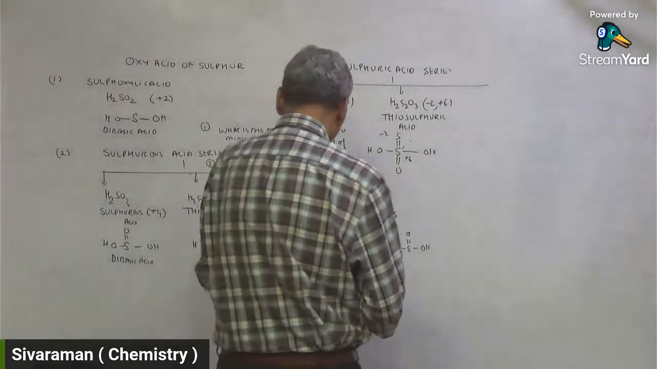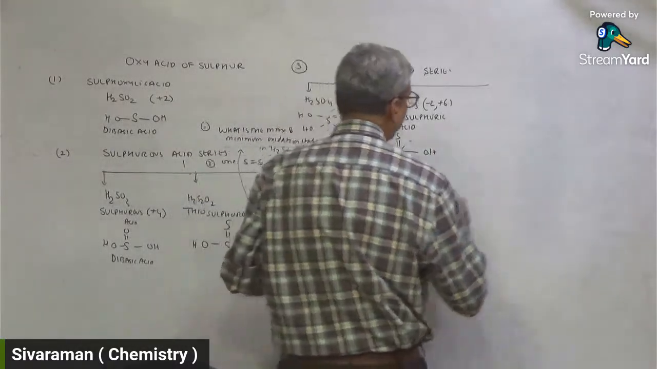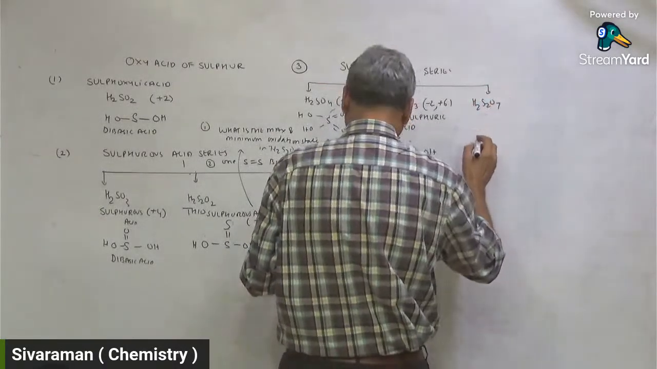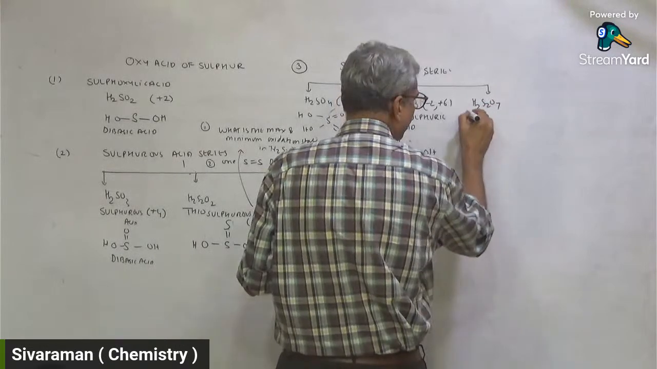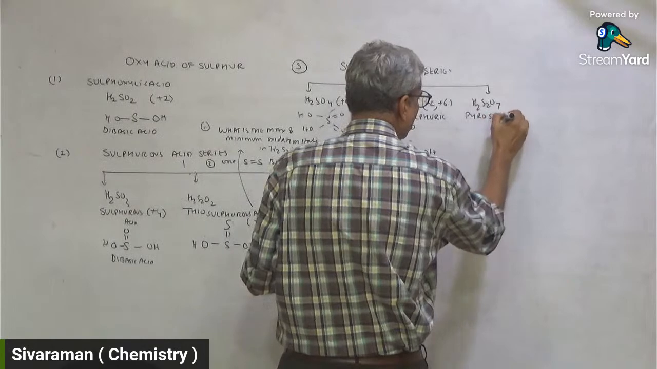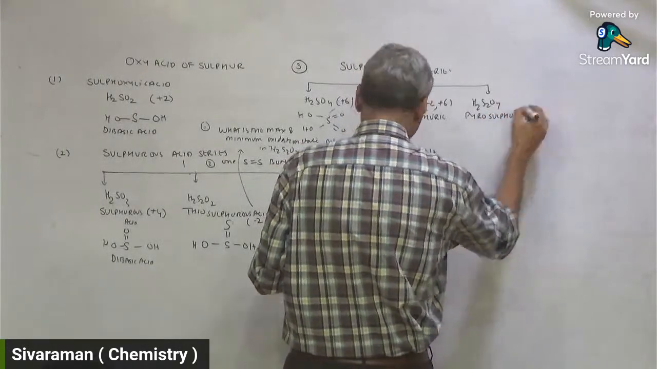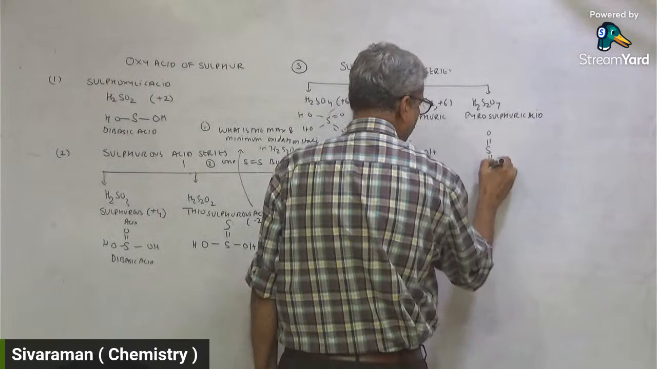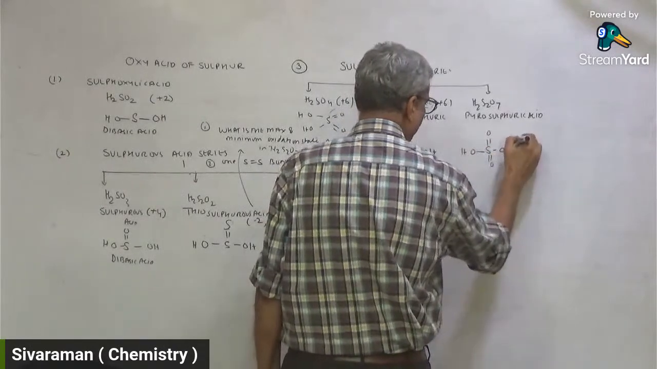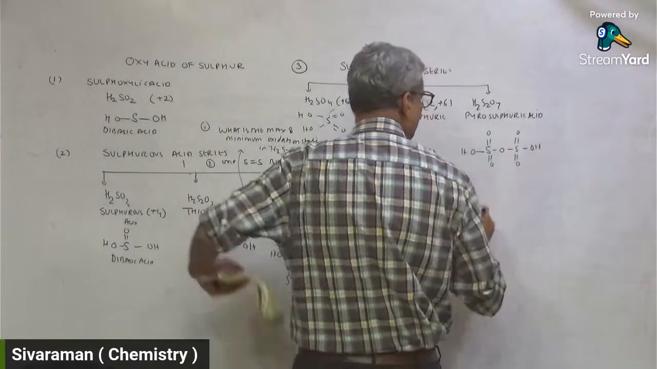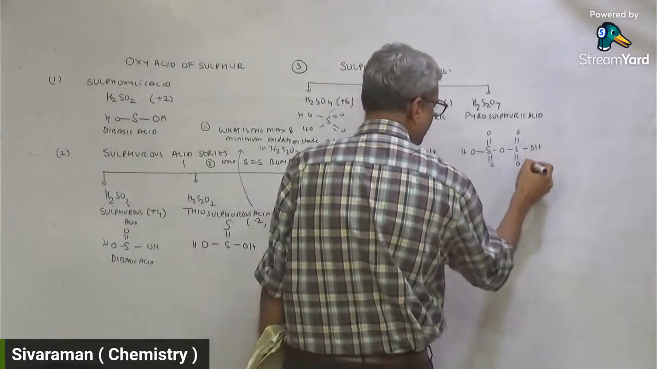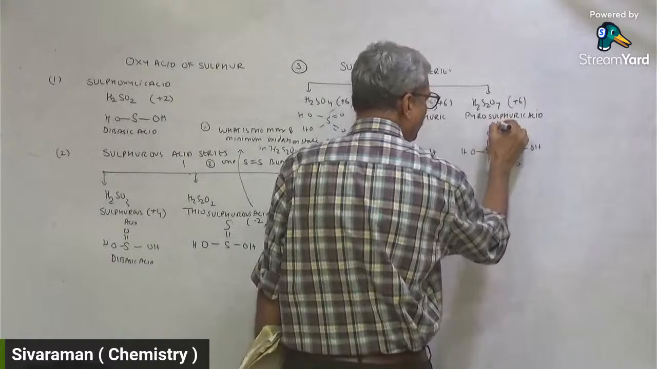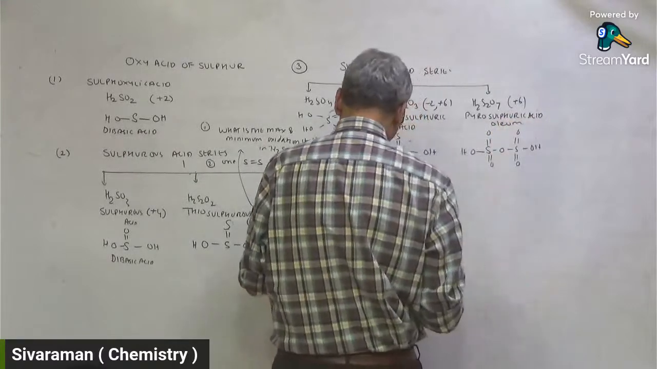Then what do you have next? We have pyrosulfuric acid, which is H2S2O7. H2S2O7 is pyrosulfuric acid. So what will be the structure? You have S double bond O, OH. So this is -1, -3, -4, -6. So sulfur here has a charge of +6. It's also called oleum. It's also called as oleum.